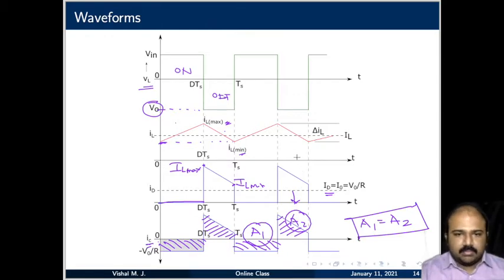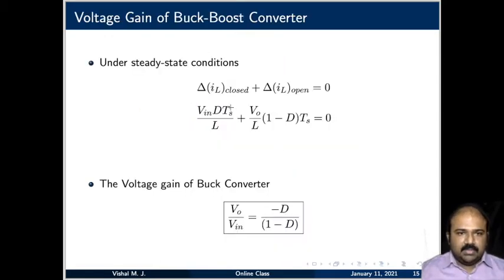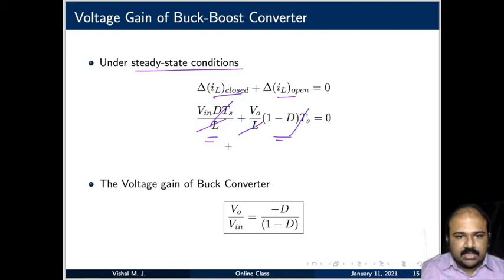Now, let us derive the gain. Under steady state conditions we have learned that the change in ripple when the switch is closed plus the change in ripple when the switch is open must be equal to 0, since we have assumed that the circuit is operating in steady state. This has been calculated separately; you add it up, equal to 0. You can cancel out these two L's, and you can cancel out this Ts. So, what is left is V into D plus V0 minus D V0 is equal to 0.